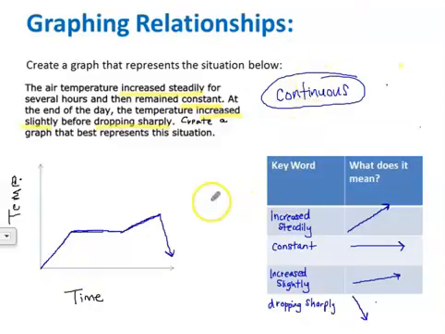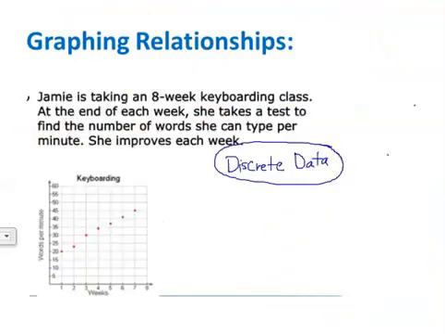So again, continuous data is continuous over time. There are no gaps in our data, versus discrete data, where there are gaps. The data is presented as points. So I'm going to go to the next slide. If you need more time, go ahead and click pause.